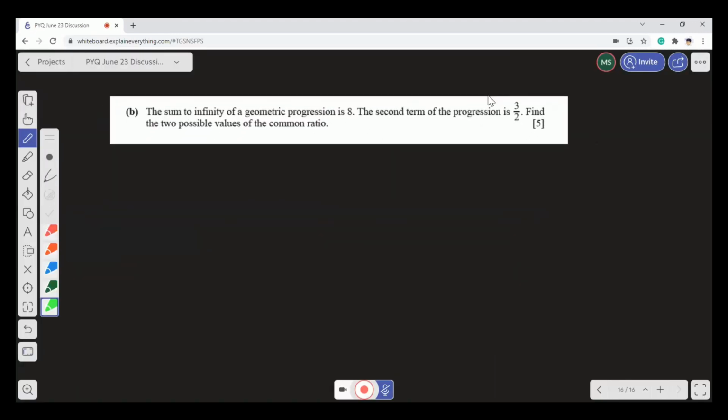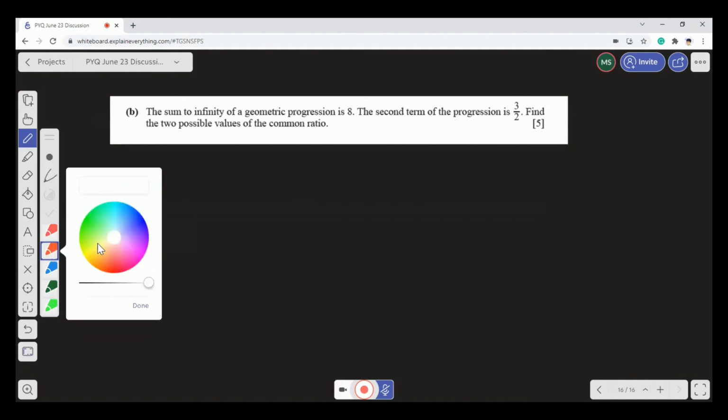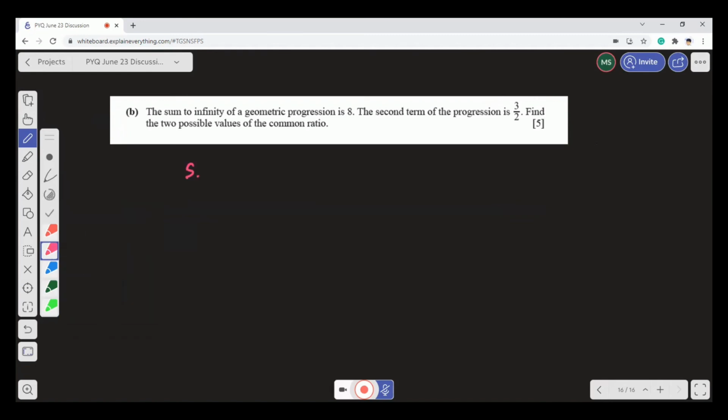The sum to infinity, they give you the sum to infinity. Maybe I should use another color, let's say pink color. Sum to infinity is 8, and the second term is 3 over 2. Find two possible values of the common ratio. This is very easy, 5 marks. Even if you do not know how to do A, please don't skip B. Sometimes B and A are not related. That's what I can say.